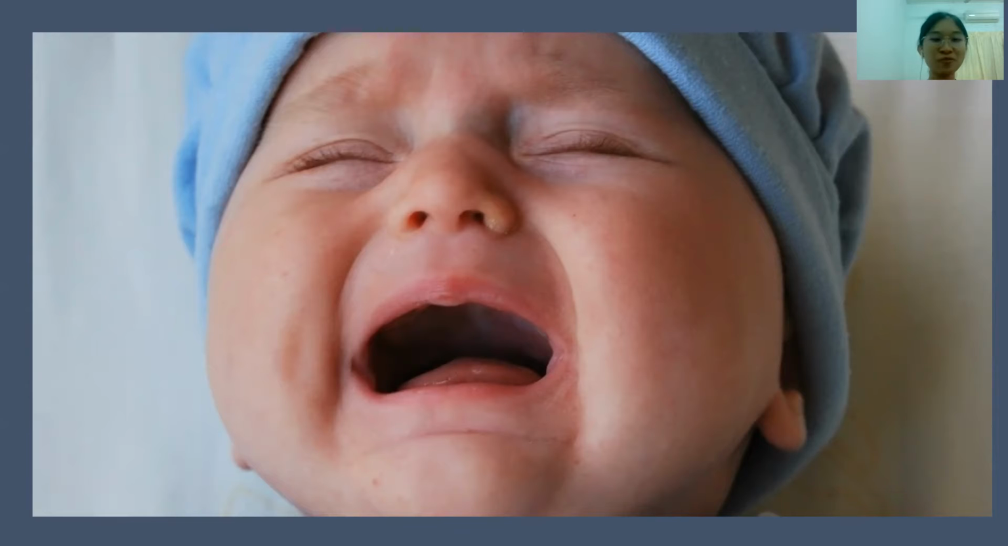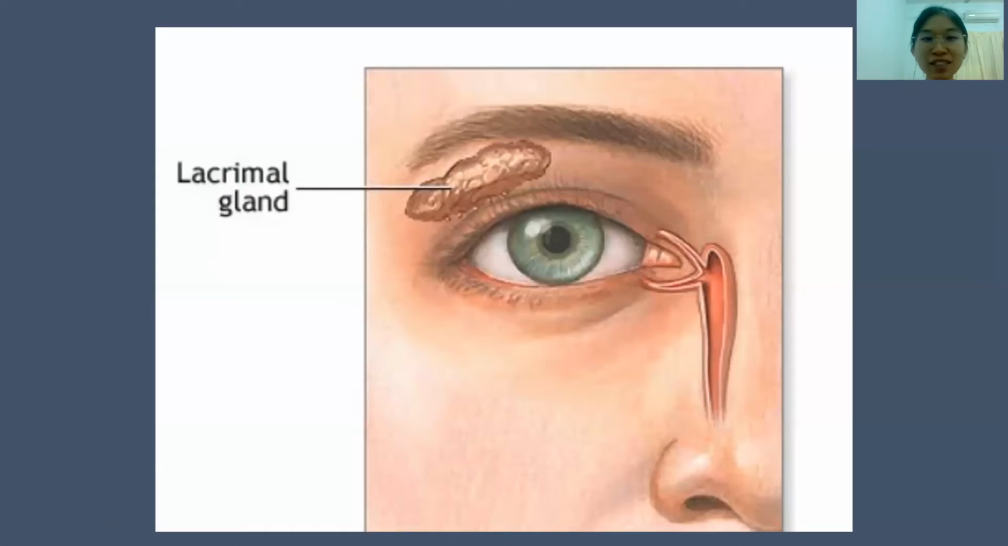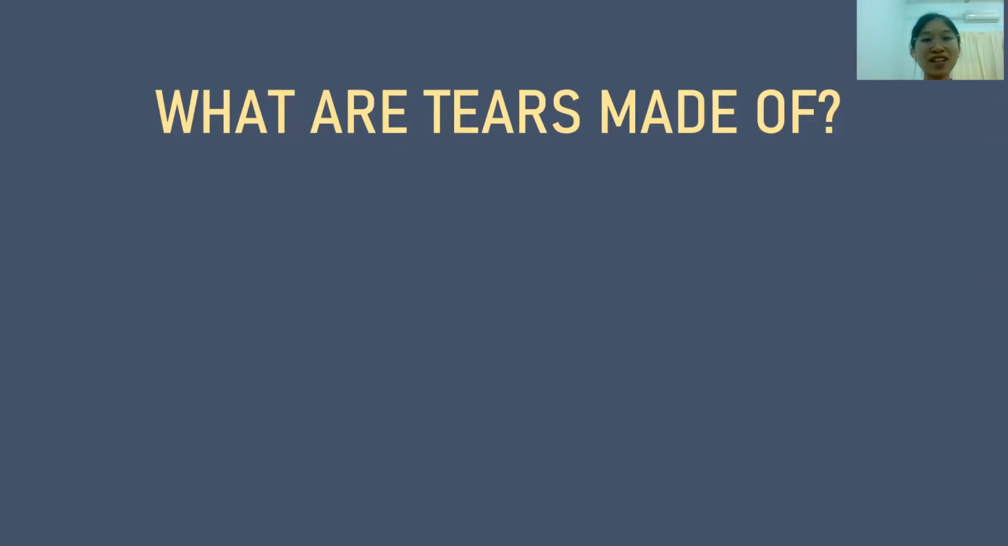Okay, let us look at this picture. Yes, this is a picture showing a crying baby, but if you look closer, this baby is not producing any tears. According to the American Academy of Pediatrics, while newborn babies cry a lot, they don't actually produce tears. This is because the lacrimal glands that are supposed to produce tears are not fully developed until the age of 8 weeks old. So do you know what tears are made of?